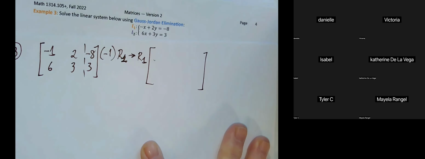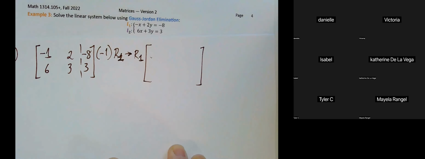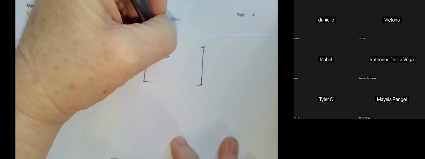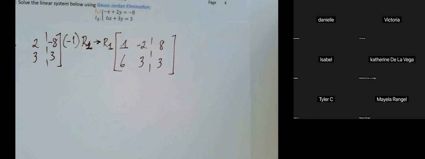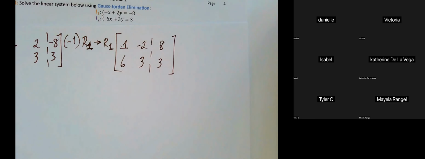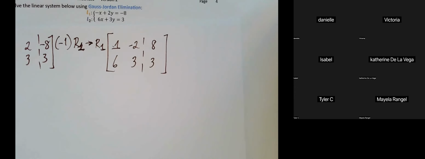What is -1 times row 1? 1, -2, and 8. Marvelous. And before we go any farther, what do you notice about the 3 entries in row 2? Is there something about them? They're all multiples of 3. And they're all positive.